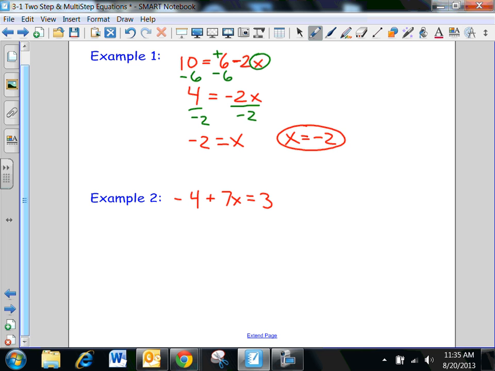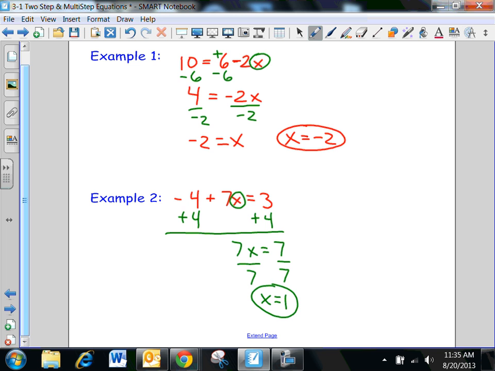That's example number 1. Example number 2, I'm going to try to solve for x first. So I'm going to add 4 to both sides. I will get 7x equals 7. And then I'm going to divide both sides by 7. And I get that x is equal to 1. Circle the answer. Okay, next page.